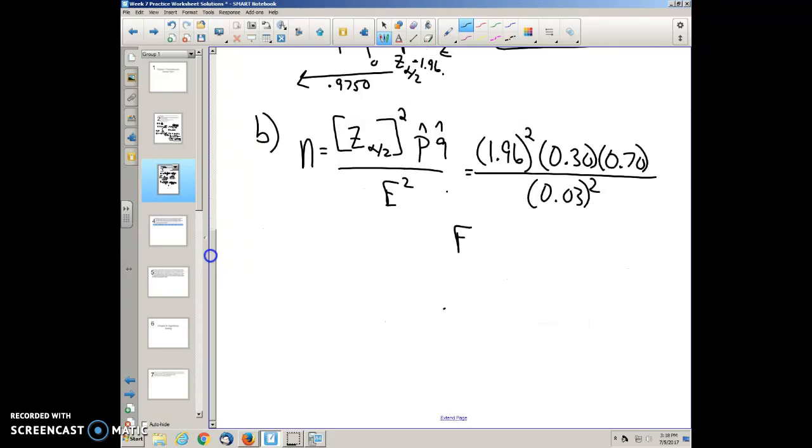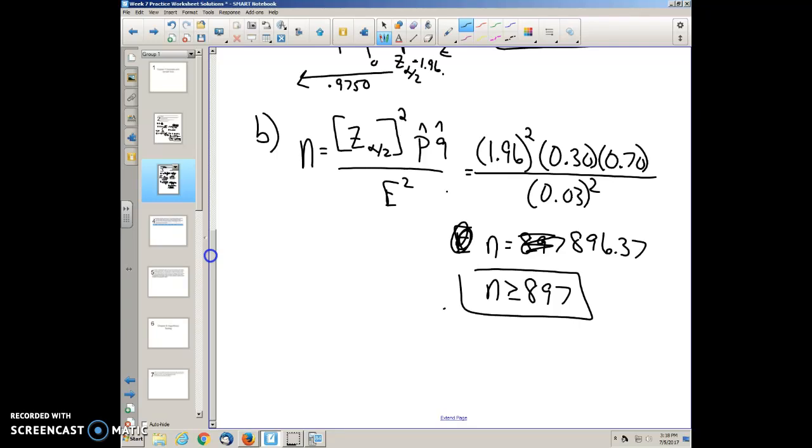So here we're going to get n equal to 897. Actually, it's 896.37, which you would then say n is greater than or equal to 897. You always round up.